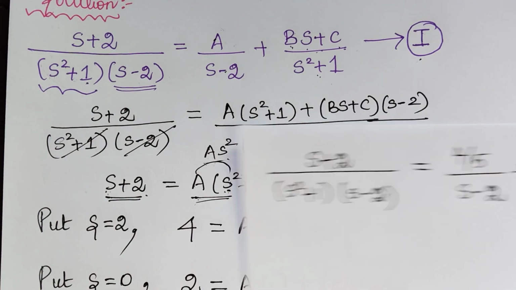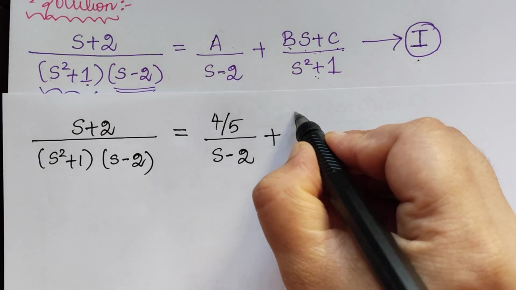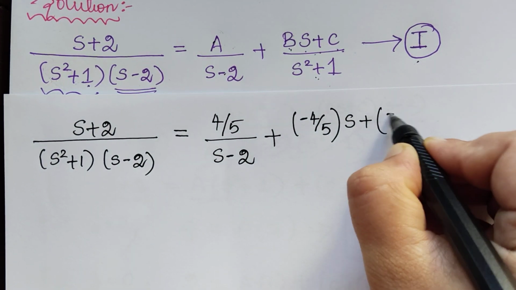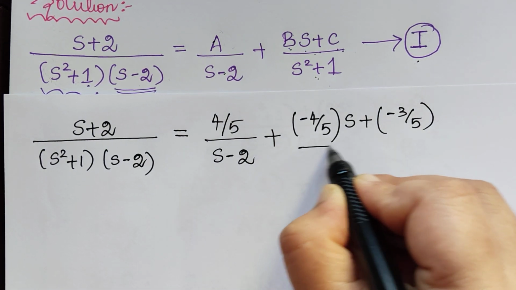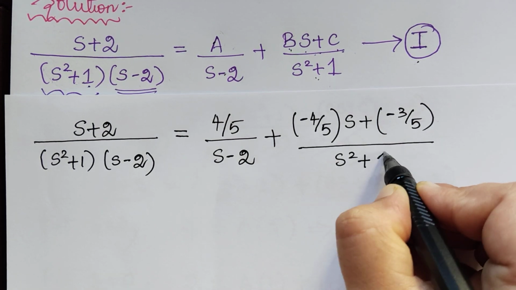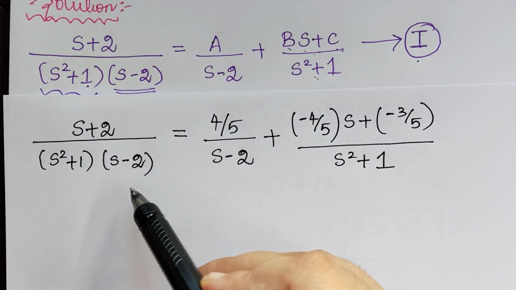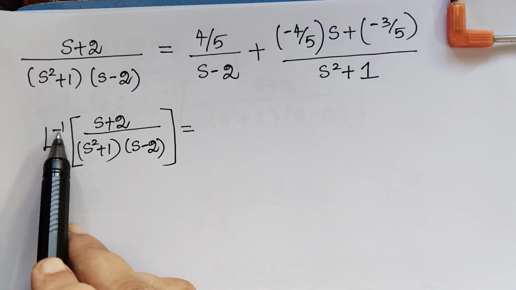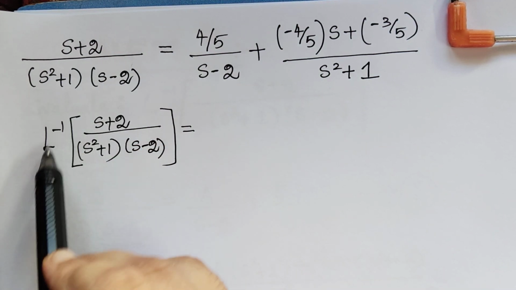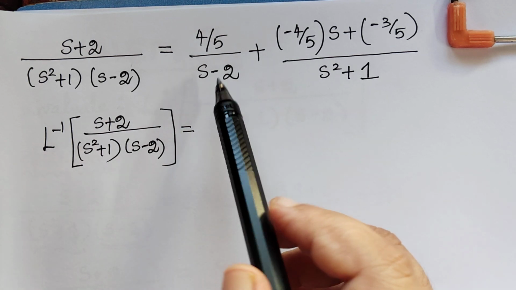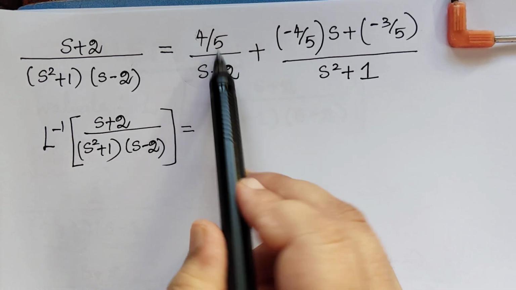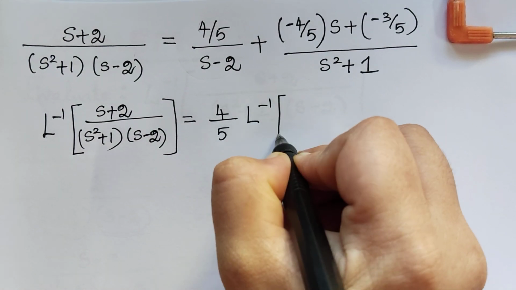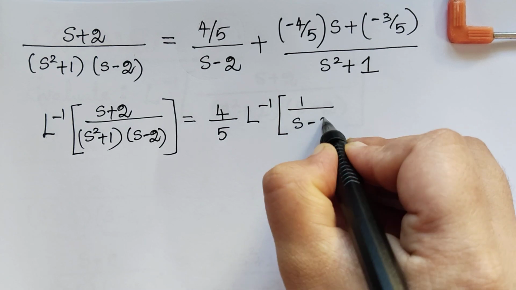So here we will be having minus 4 by 5 multiplied with s plus minus 3 by 5, the whole divided by s square plus 1. So this is what we get. Now let us take inverse Laplace transform on both the sides. So on the left we have taken the inverse Laplace transform. So we have the inverse Laplace transform of this term, and that is equal to the inverse Laplace transform of the first term. 4 by 5 is a constant. So let us write that out. And inverse Laplace transform of 1 by s minus 2.